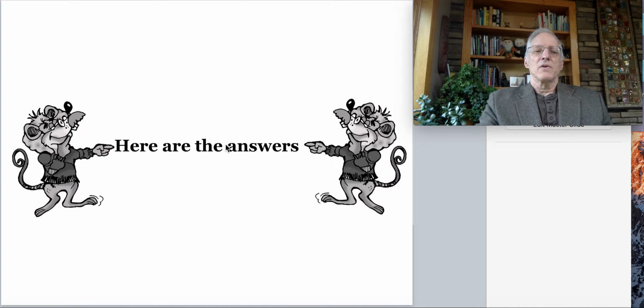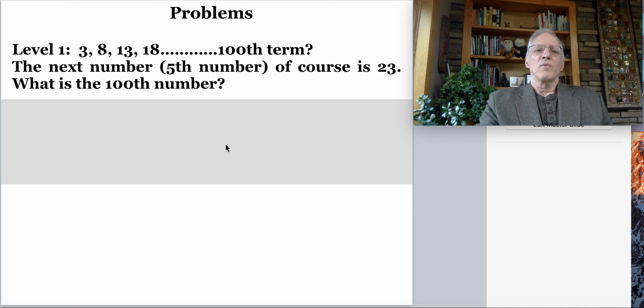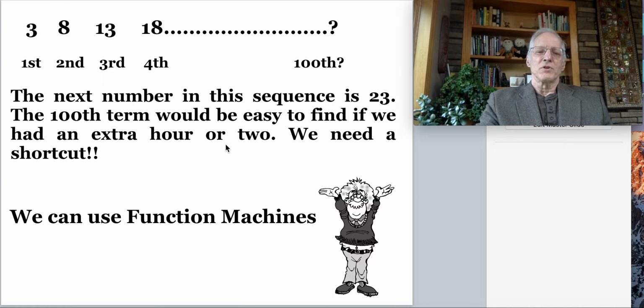All right, here are the answers. We'll start with level 1. The sequence 3, 8, 13, 18. What's the 100th term? Now the next number is 23, of course, because it's pretty obvious you're adding 5 each time. So we'll use a function machine.